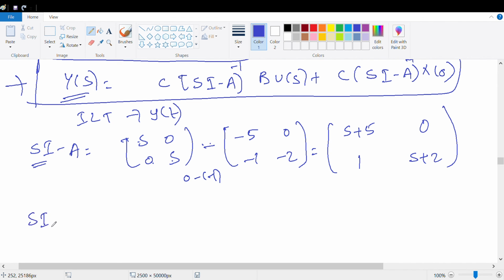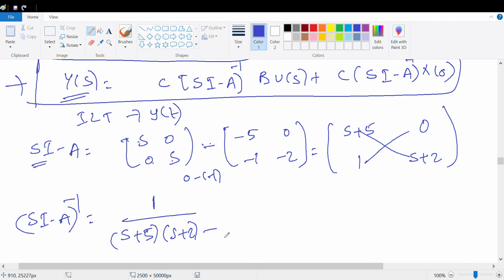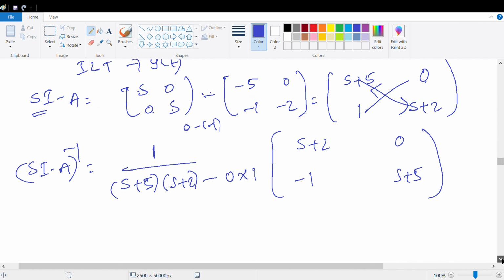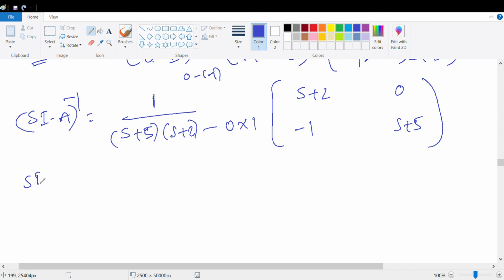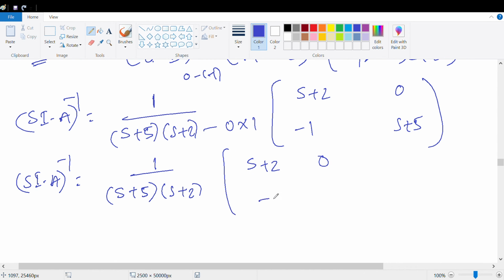Now sI minus a inverse. Inverse means 1 divided by the determinant, these two multiplied: s plus 5 times s plus 2 minus 0 into 1. After that, interchange these two, s plus 2 and s plus 5, and put minus sign on the others, 0 and minus 1. Now sI minus a whole inverse will become 1 by (s plus 5)(s plus 2) times [s plus 2, 0; minus 1, s plus 5].